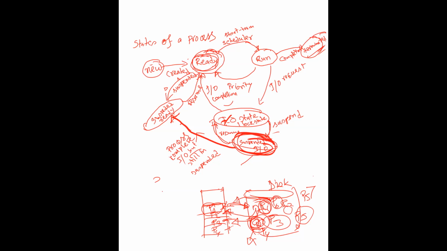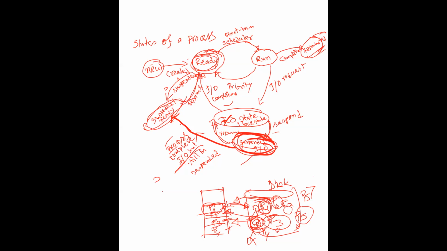So from suspended IO, when the process completes the IO but is still suspended, meaning it is still inside the disk, it can go back to the suspended ready state, because that is a better state than suspended IO. Your operating system may move the process to suspended ready. When it gets the opportunity, it will resume to the ready state.